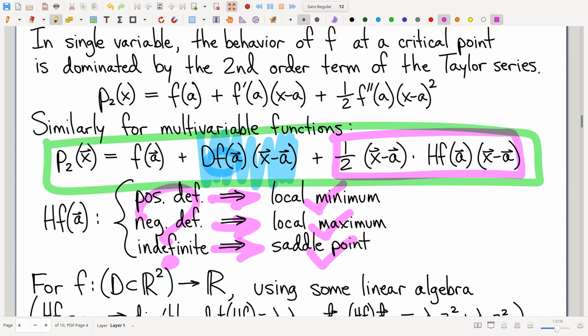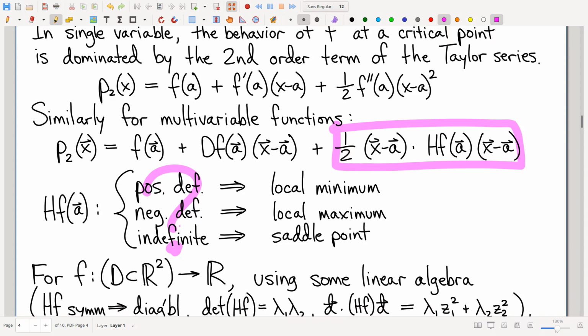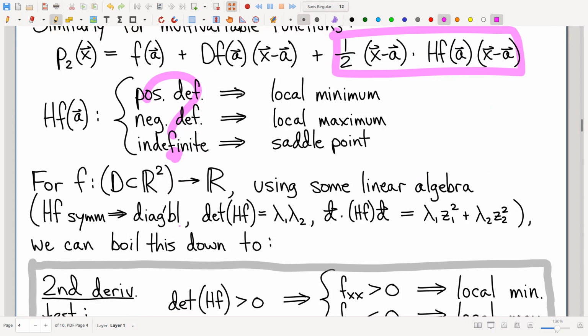So the analogy is quite strong with the single variable version. Here's where it breaks down: how to decide if this quadratic form is positive definite, negative definite, or indefinite. That's a whole thing. There's this whole process of looking at your matrix, and various different things you have to check. Right? It's kind of inconvenient. So there is some clever linear algebra that you can do.